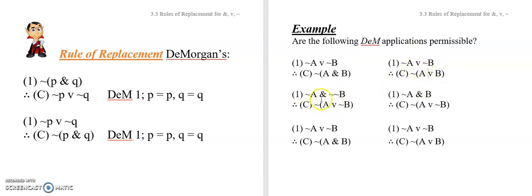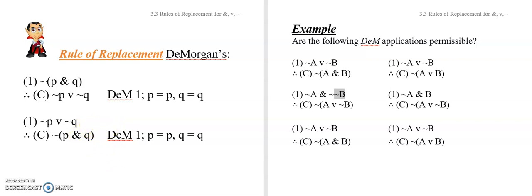Okay, let's take a look at this case, and here we start to get into some of the more interesting applications. This is allowed. This is perfectly permissible. Notice in this case, your P is just A by itself, and your Q is just not B. So this is of the form not P and not Q. And then you just apply it accordingly. I'm just following the rule here.